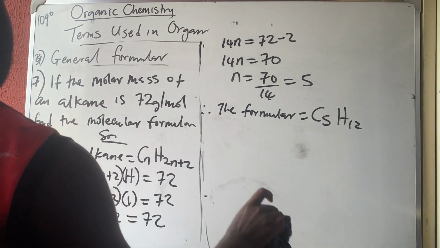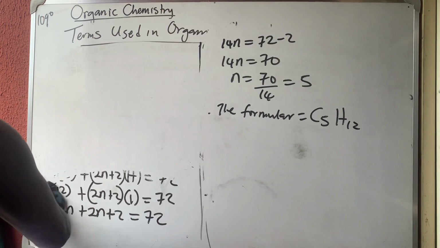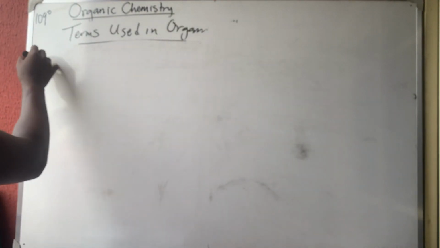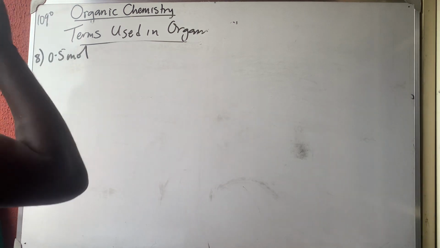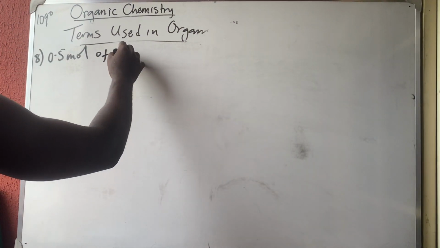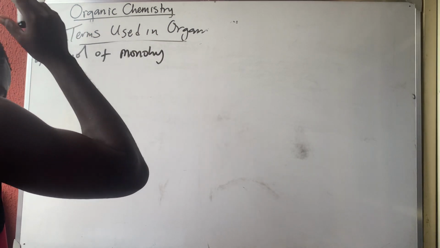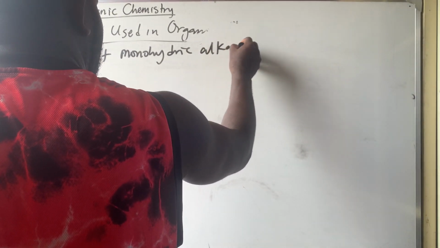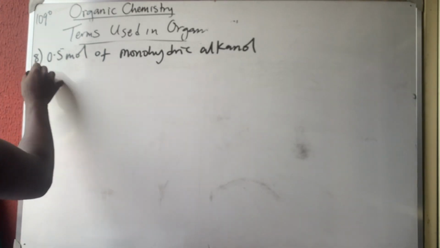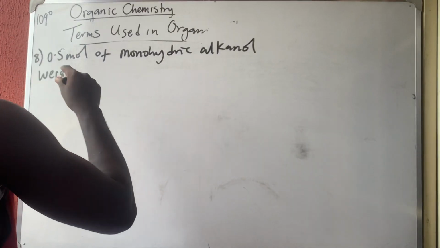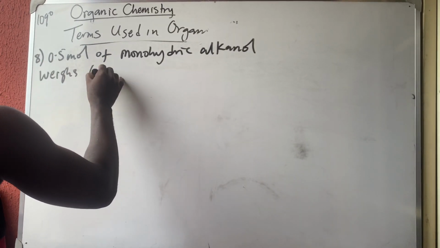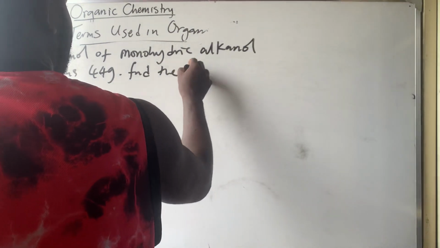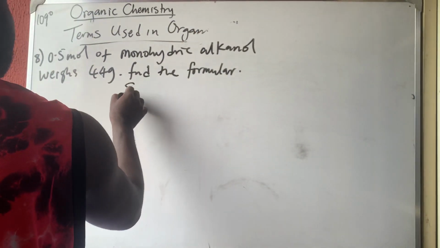Okay? So the next one, question number 8. Question number 8 said, 0.5 mole of monohydric alkanol weighs 44 gram, find the formula. Solution.